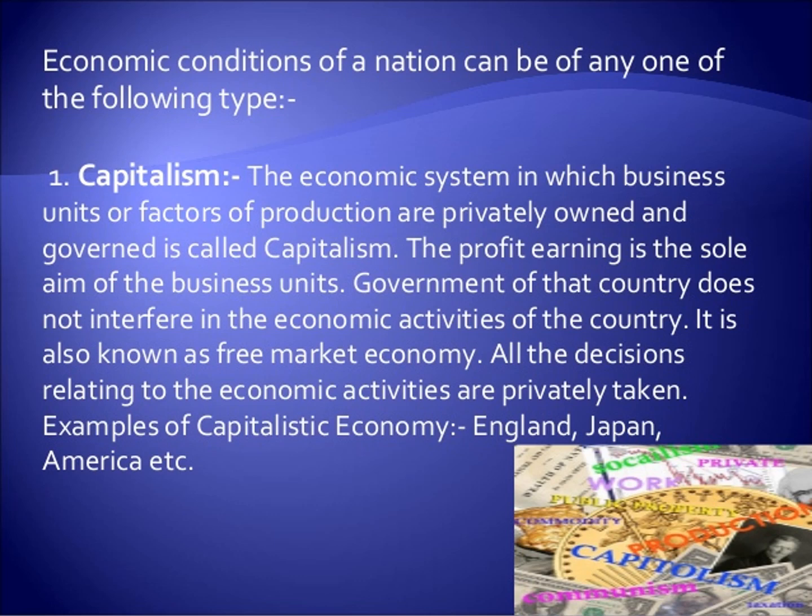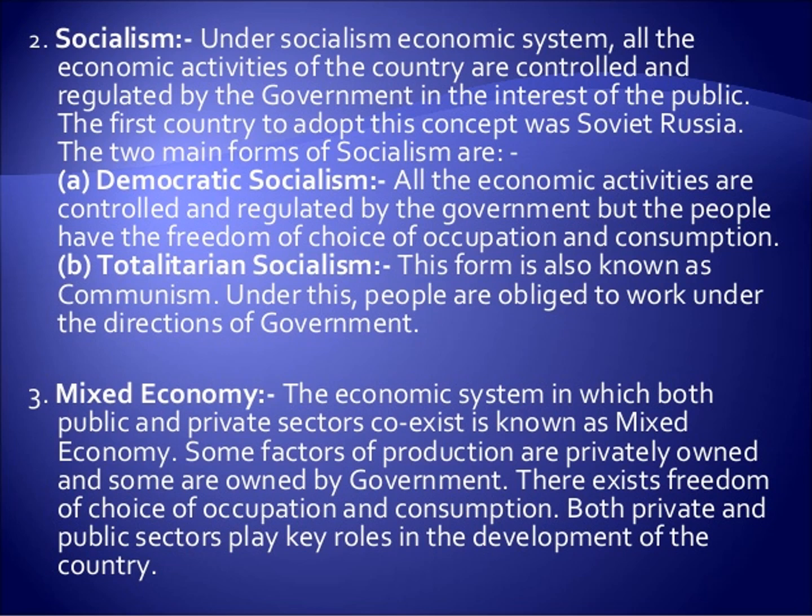All the decisions relating to economic activities are privately taken. Examples of capitalistic economy are England, Japan, America, etc. Socialism. Under socialism economic system, all the economic activities of the country are controlled and regulated by the government in the interest of the public. The first country to adopt this concept was Soviet Russia.